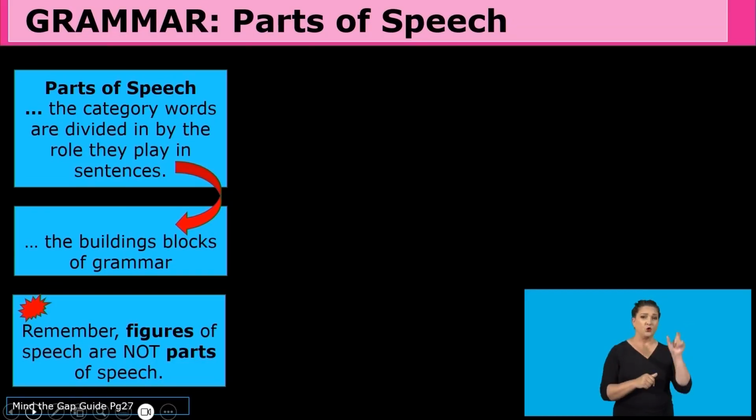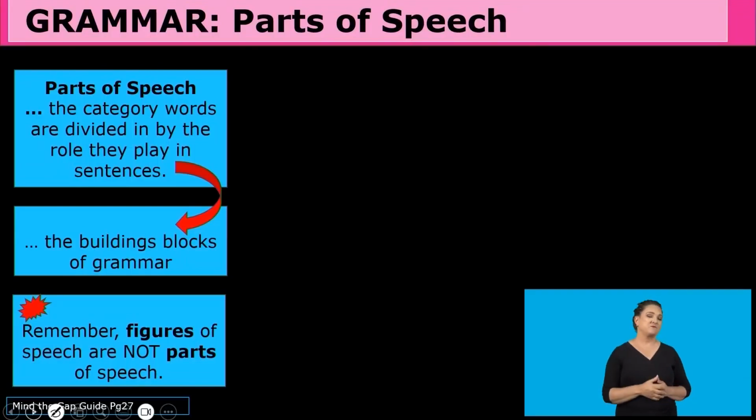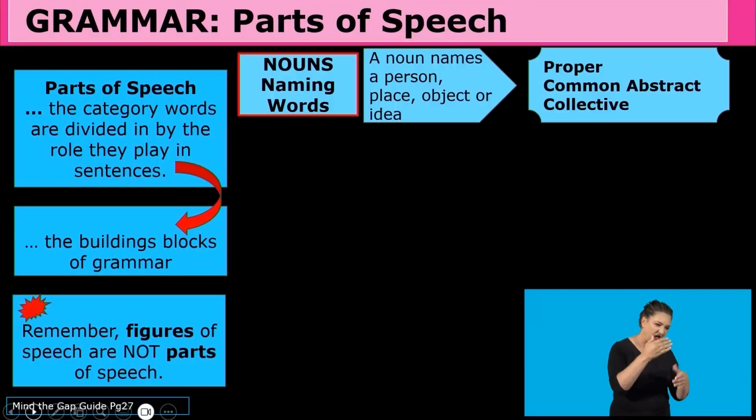Okay, learners, we're now going to be moving on to parts of speech. Now remember, these are the categories that words are divided into according to the role that they play in sentences. These are normally your building blocks of grammar, and remember, these are not figures of speech. So they're not your alliteration, similes, metaphors. They are nouns, adjectives, pronouns, adverbs. So let's look at our different parts of speech.